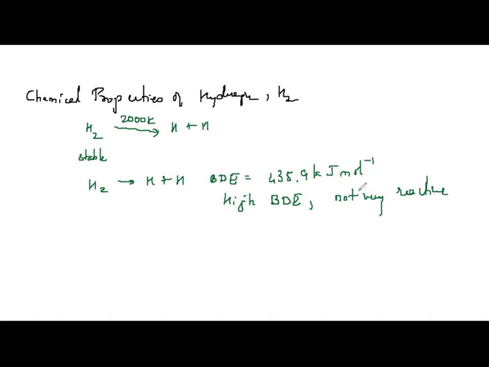However, it combines with many other elements and compounds. The first one is action with metals. How does hydrogen react with metals? Hydrogen is electronegative and metals are electropositive, so it combines with metals, say sodium, and forms hydrides.